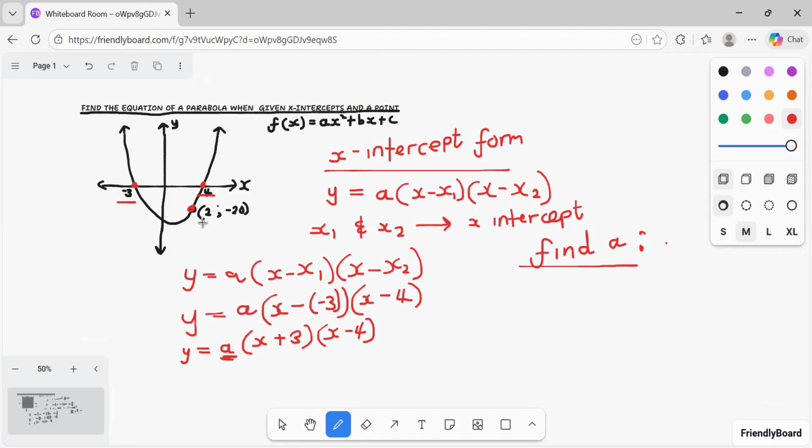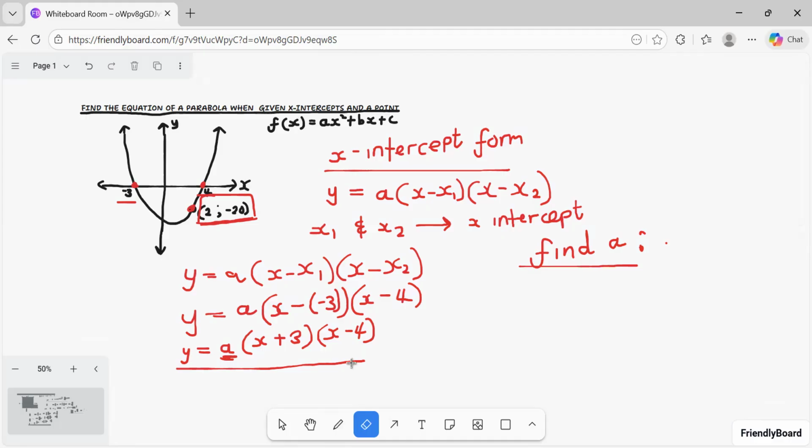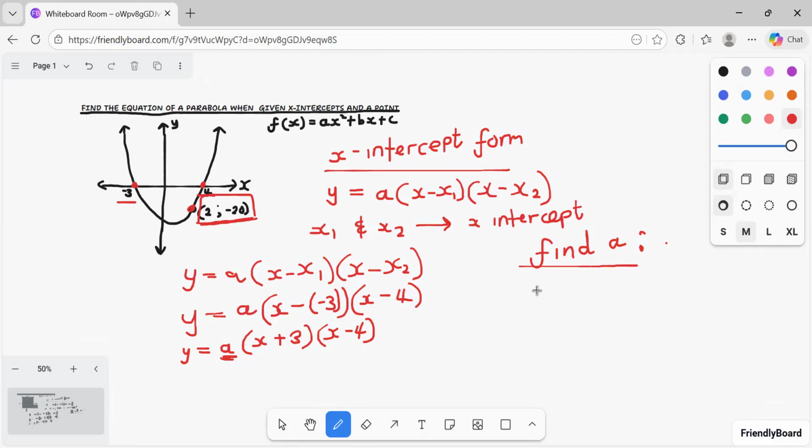Simple. Now we are going to substitute the given point. This is the given point that I'm going to sub into this equation, so that I can find my a. Let me just do it like this so that you see what I'm talking about. Okay, so let's do it now. These are my two values.